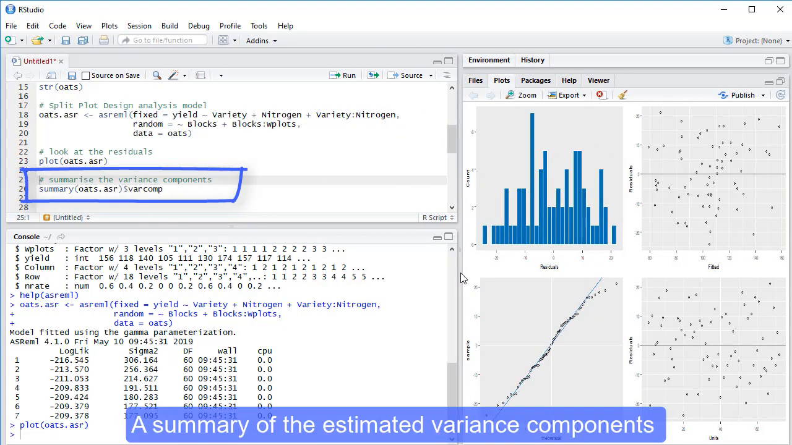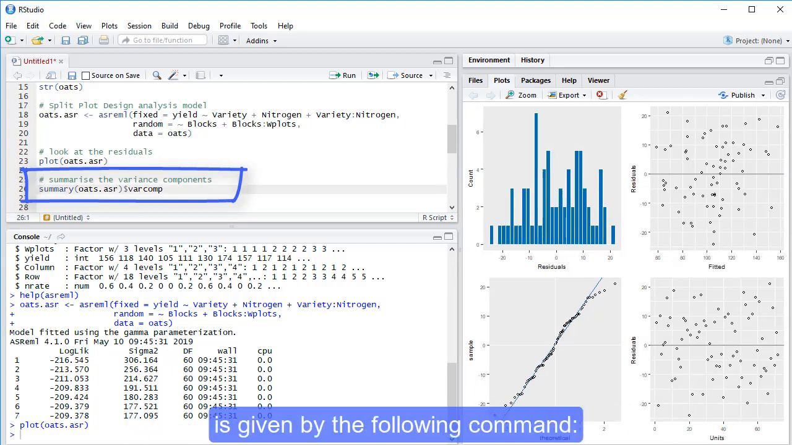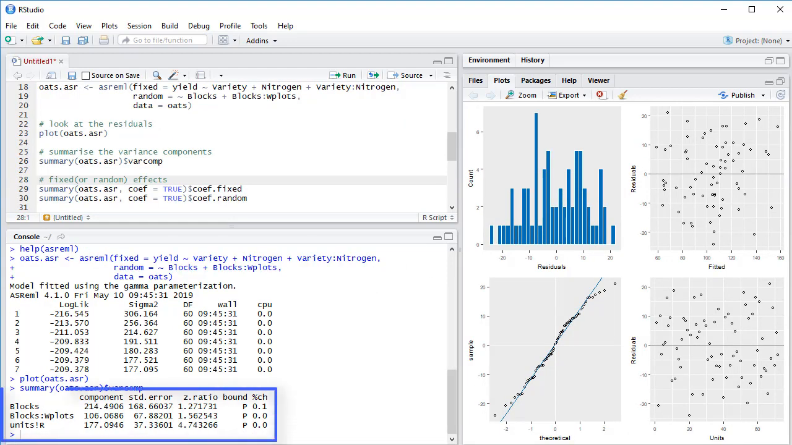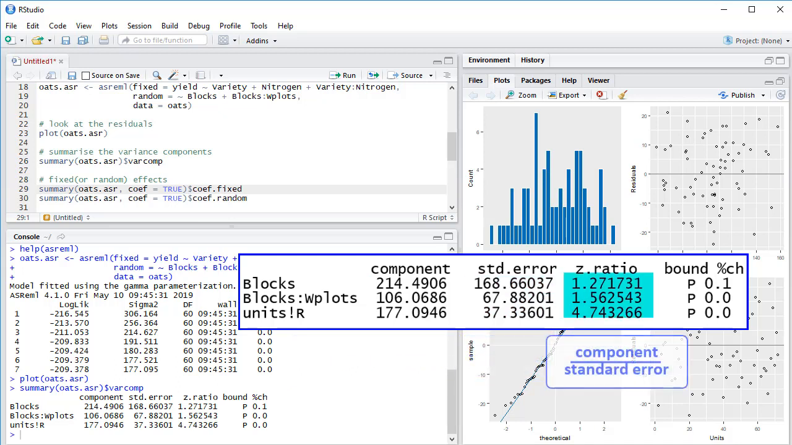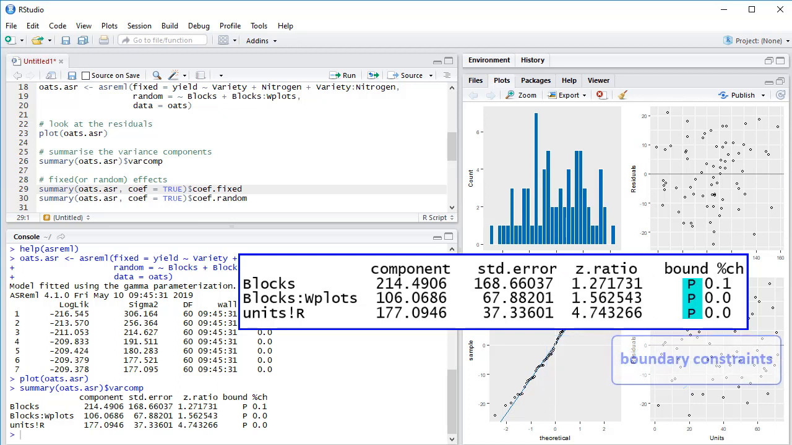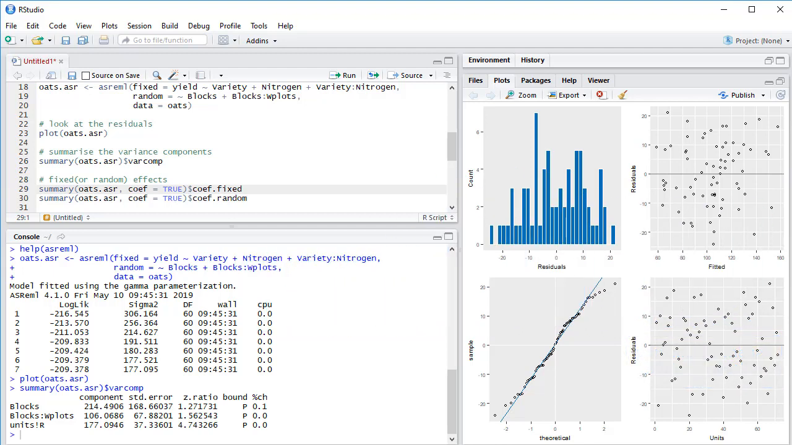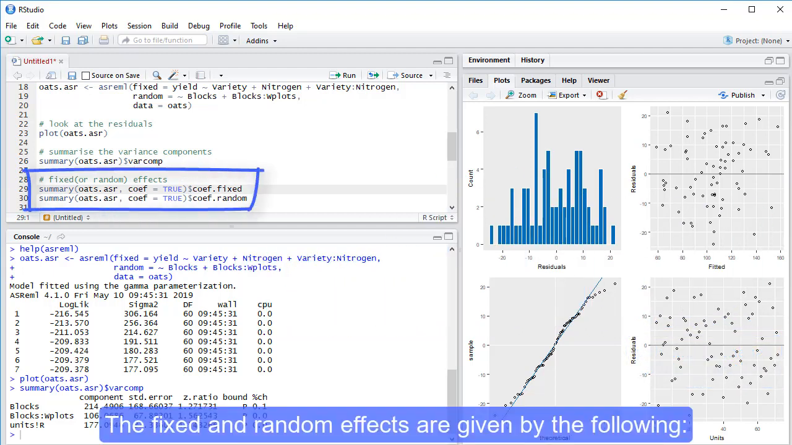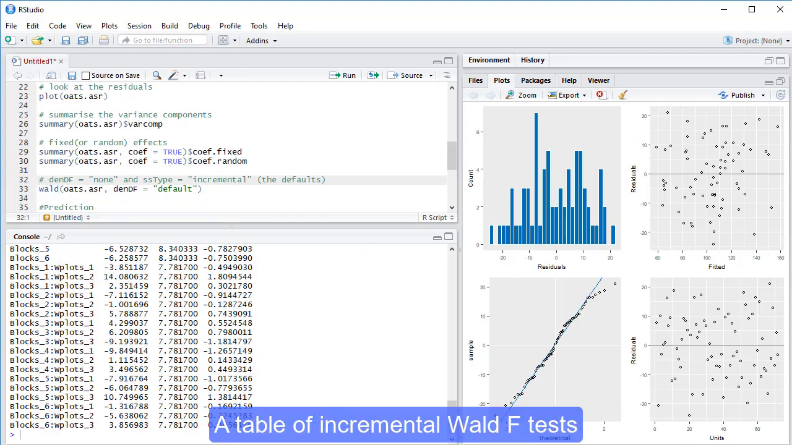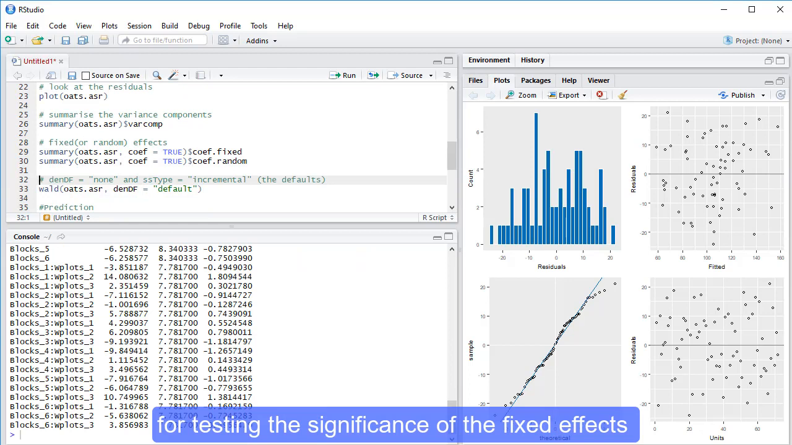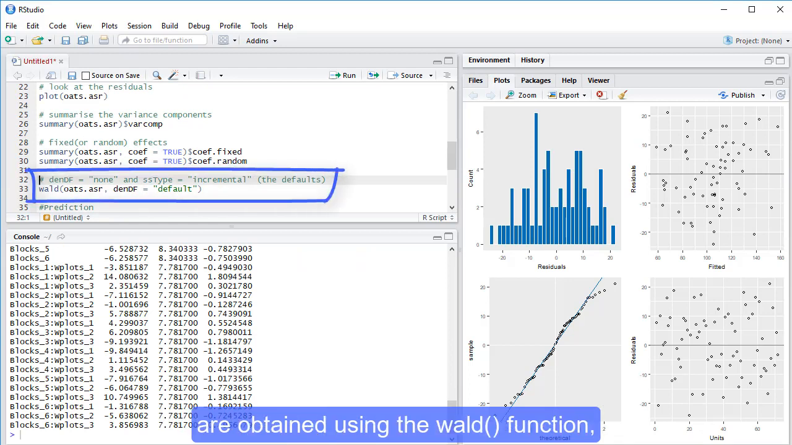A summary of the estimated variance components is given by the following command. The fixed and random effects are given by the following. A table of incremental Wald F-tests for testing the significance of the fixed effects are obtained using the Wald function, with the den-df argument set to default.